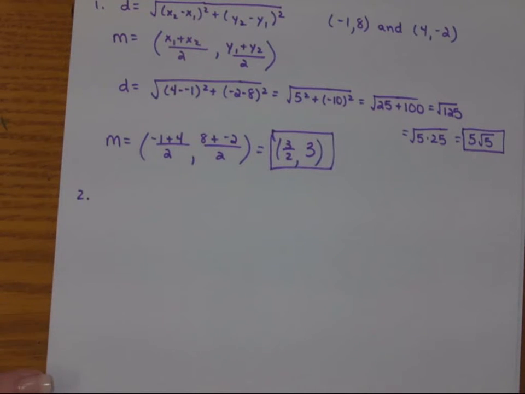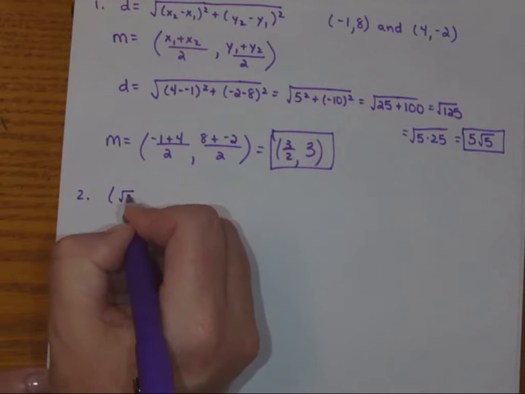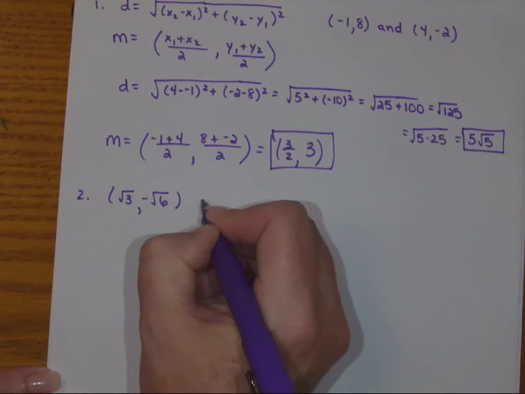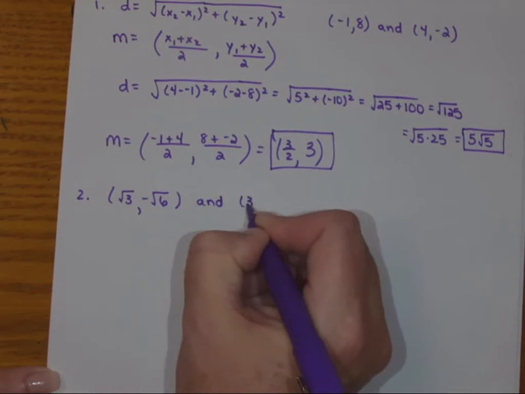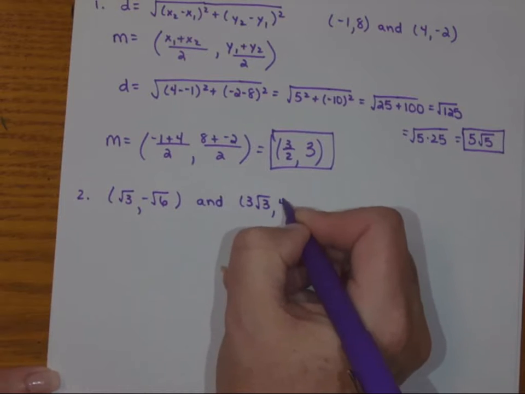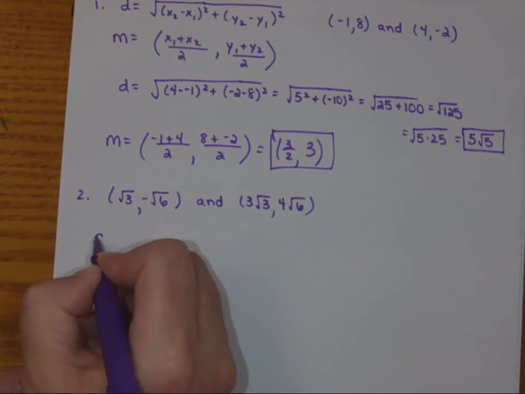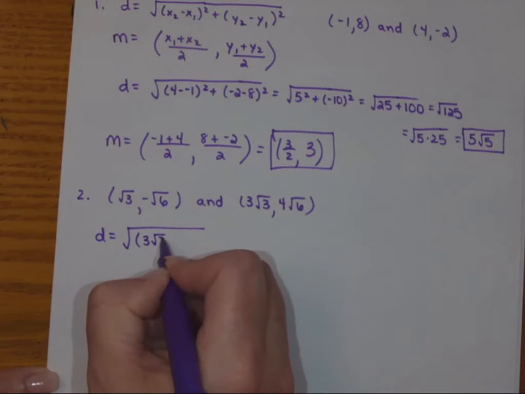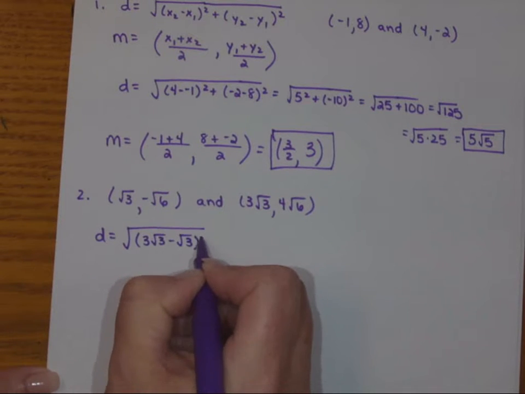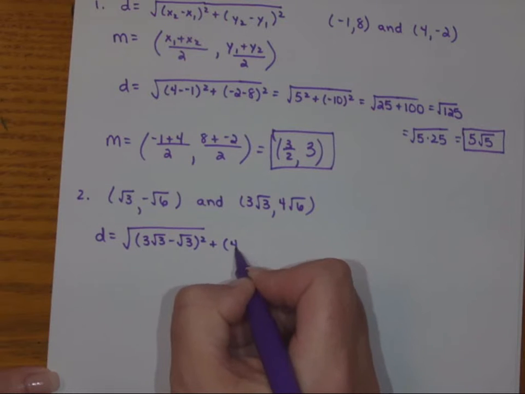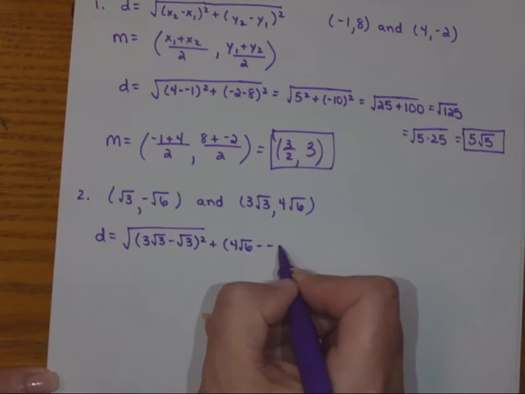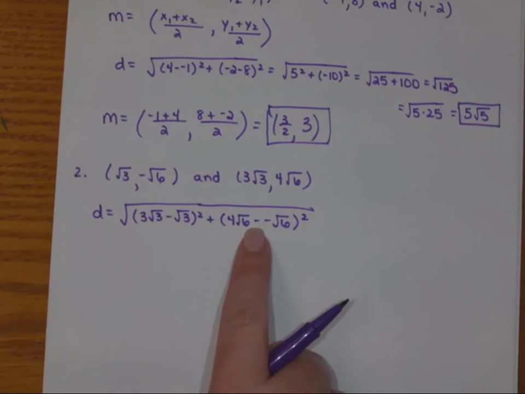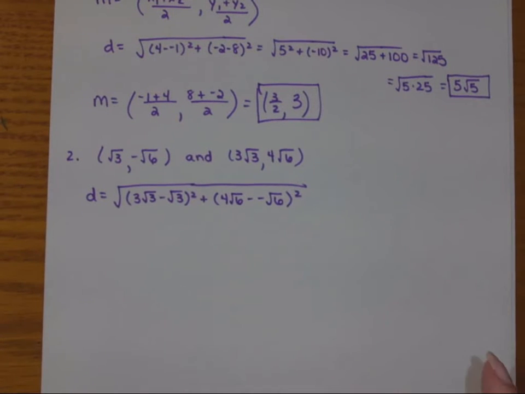Number 2, same thing. It's just obviously these are a little more challenging x's and y's. So for distance, we are still going to do the distance between the x's squared plus the distance between the y's squared. Notice it's a little tricky when it's negative, right? So the formula has a minus in it, so it becomes minus and negative.